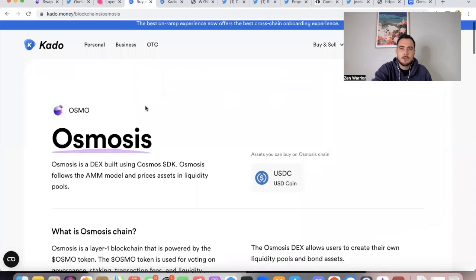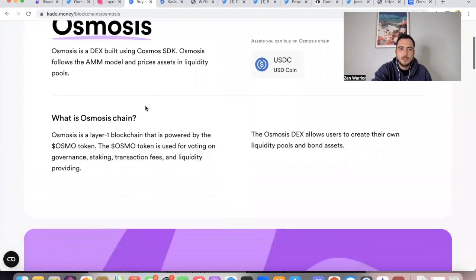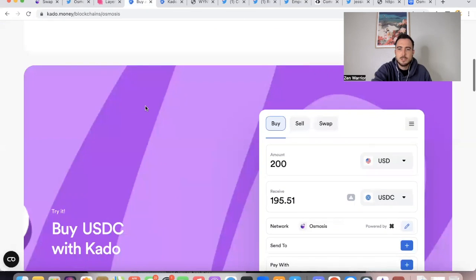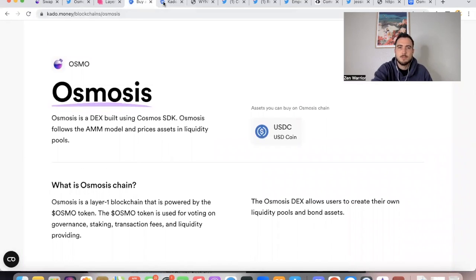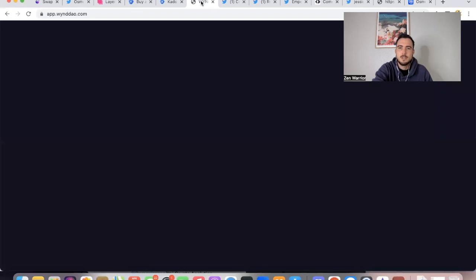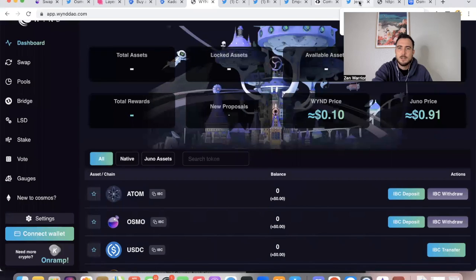Kado is also another onboarding platform for Osmosis, where you get USDC with, I believe, less fees than LayerSwap at the moment. So you have all types of options. I just did a video on WinDAO. They also have Kado as an on-ramp. So Kado is a pretty popular on-ramp in Cosmos.